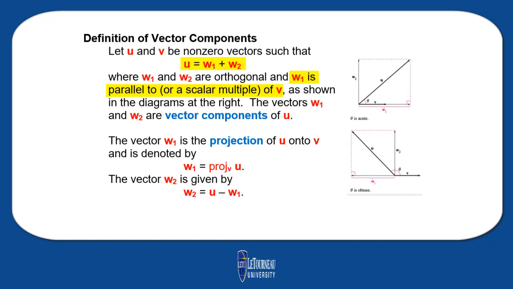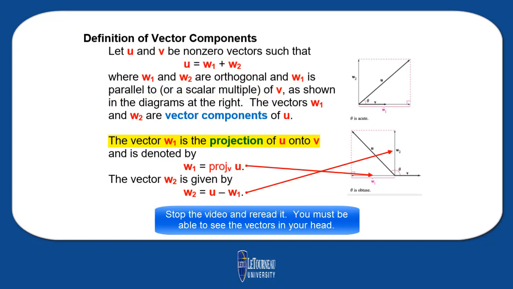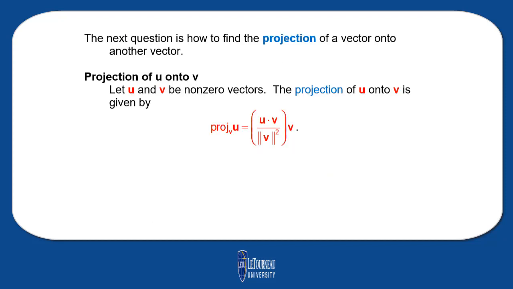Let u and v be non-zero vectors such that u is w1 plus w2, where w1 and w2 are orthogonal and w1 is parallel to, or a scalar multiple of, v, as shown in the diagrams at the right. The vectors w1, w2 are the vector components of u. The vector w1 is the projection of u onto v, and it is denoted by w1 equals the projection of u onto v, and we see how vector w2 comes into this.